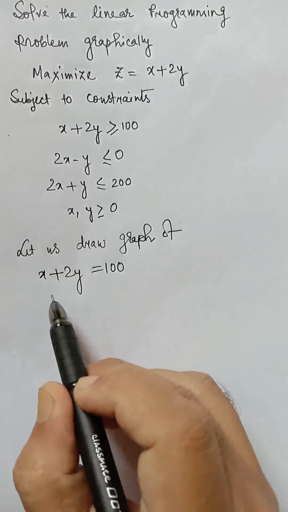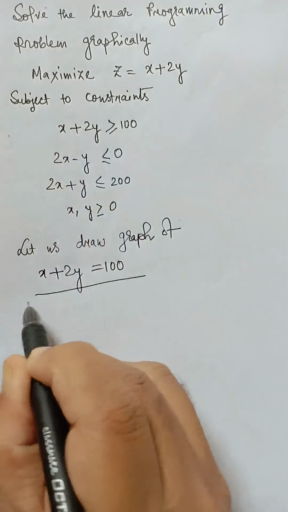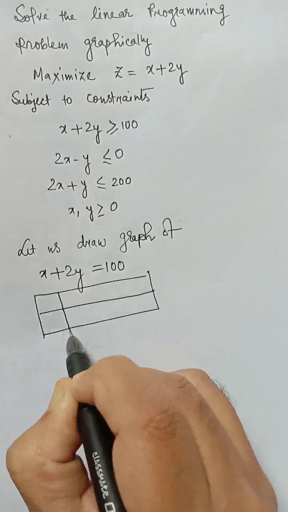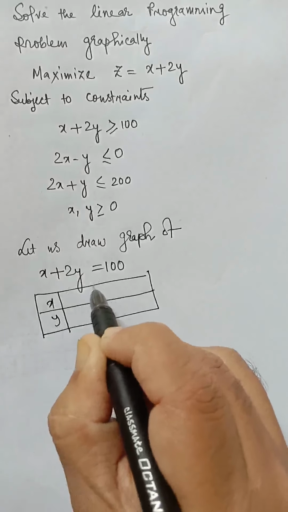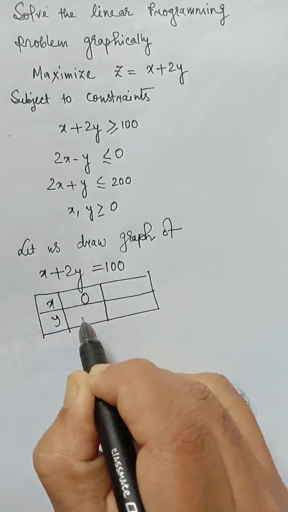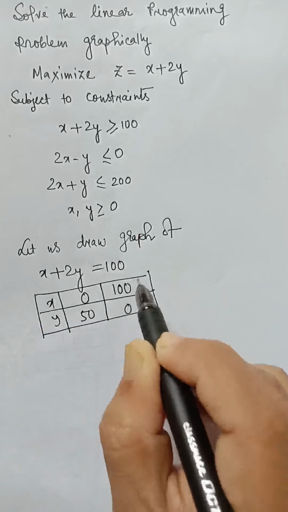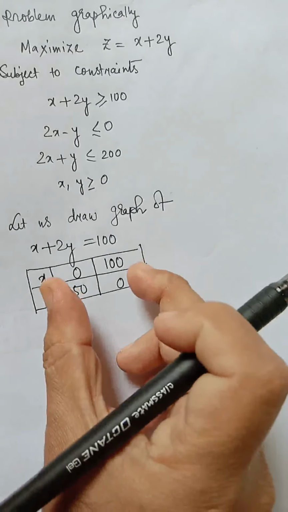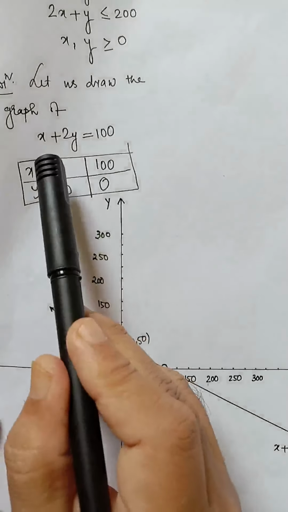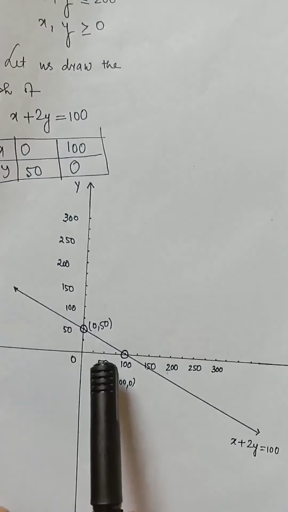First of all, let us draw the graph of x plus 2y equal to 100. For this, first of all, we construct this table for x and y. When x equal to 0, y will be 50, and when y equal to 0, x will be 100. Now, I will draw the graph of this. So, here is the graph of x plus 2y equal to 100.